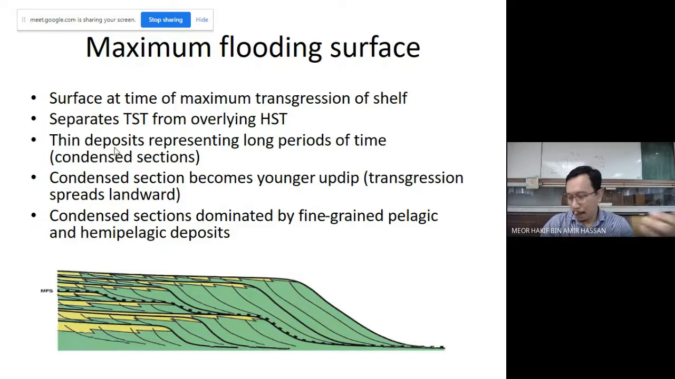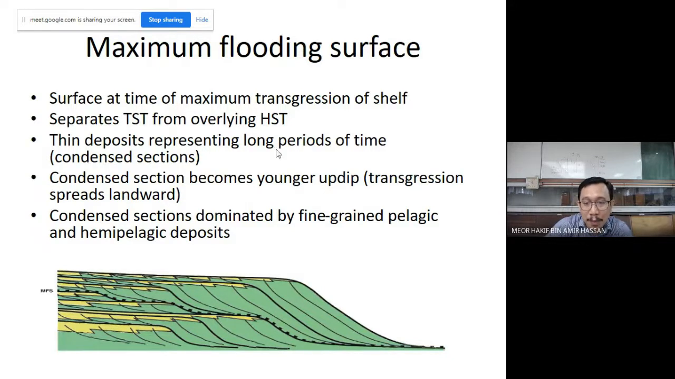So let's look at what is an MFS. It is a surface at the time of maximum transgression of the shelf. Okay, so that's the MFS here. It goes up and down in this case. And it separates the TST below, retrograde, R, going backwards, and the overlying HST, going from aggrade to prograde. It's a boundary between the two systems tracts, TST and HST. And most of the time, it's very thin. I'm not going to go too much into the theory part, into the details, but most of the time the deposits associated with the MFS are very thin.